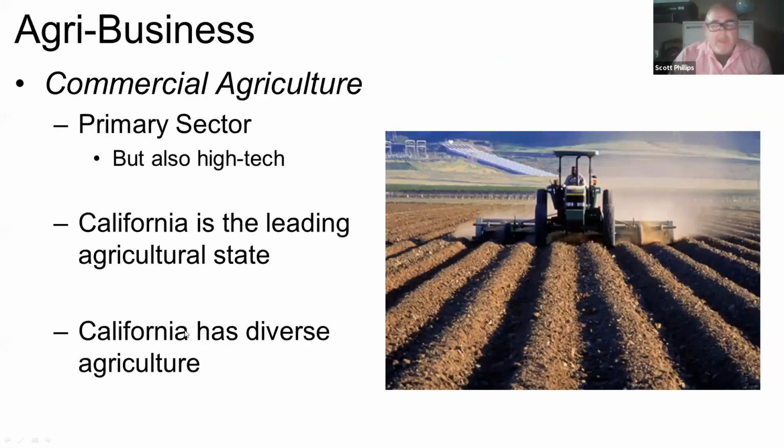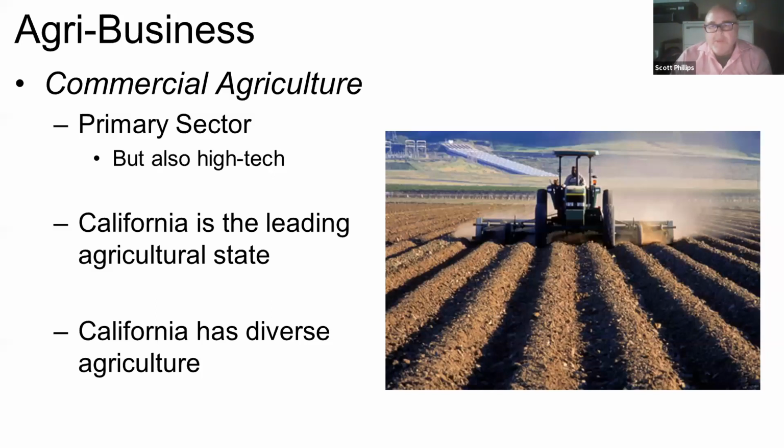Another term for this type of commercial agriculture is agribusiness. So it's part of the primary sector, but we should also recognize that it involves a lot of technology. In fact, in some ways, farming is somewhat like factory work in places like California.